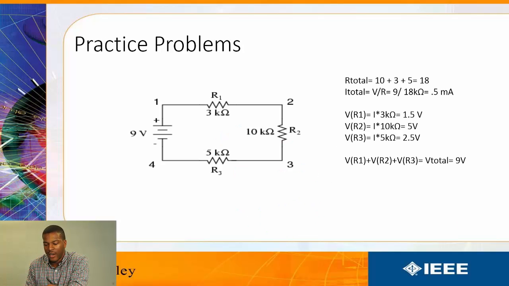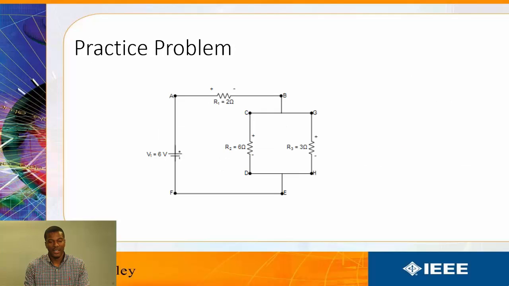And here are the final answers. R total is 18, I total is 0.5, and then each individual voltage drop is shown here, here, and here. You can try practicing this on your own and see if each individual voltage drop adds up to equal 9 volts, as they should. Okay, now we're going to do one final practice problem.